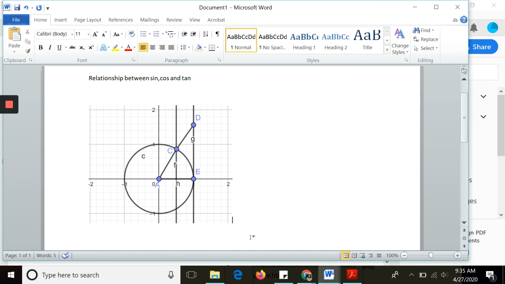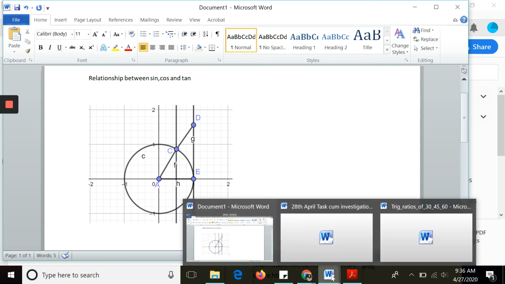Just to recall what I did: we started with the unit circle and I gave you the values for the first quadrant corresponding to 30-degree, 60-degree, and 45-degree angles. Then I also gave you the coordinates for the x-axis on the positive side and negative side, and the y-axis positive and negative. Now the follow-up task you have to do for today is this.